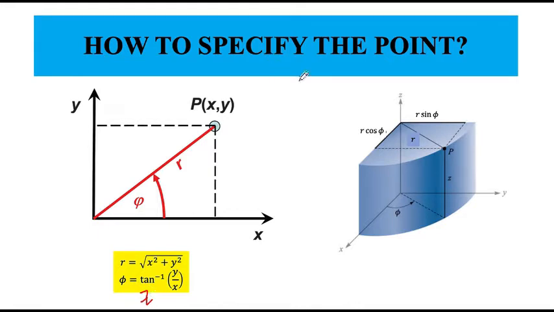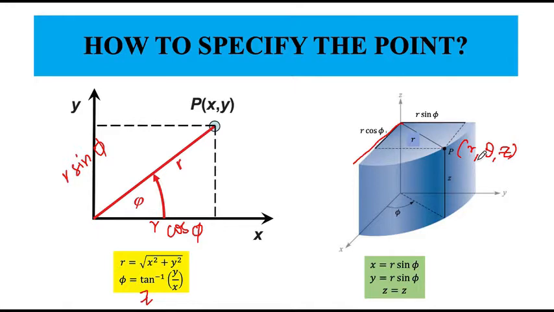And we can do that because x is equal to r cos phi and y is again r sin phi. So I can specify a point x, y and z in r, phi and z also by using this relationship. What is my point?